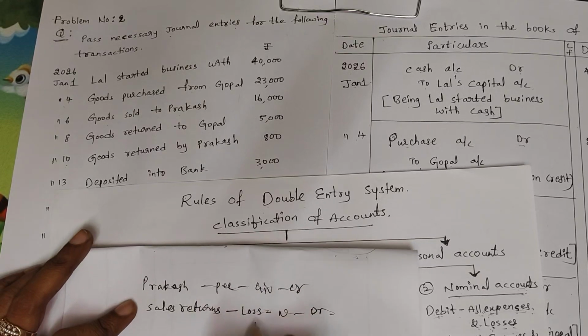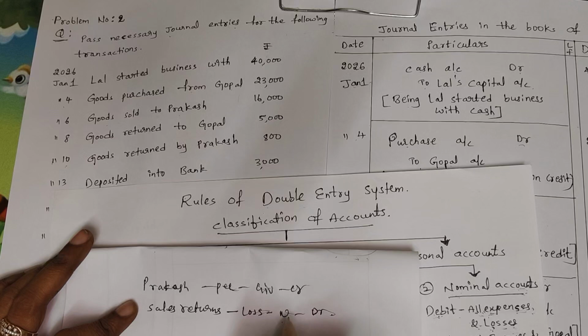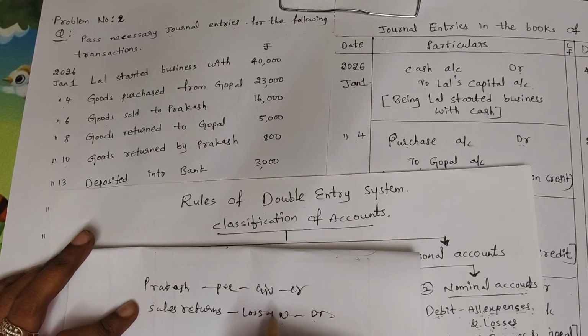So why are we writing it as loss? Because our income will reduce. If you are receiving returns, our income will reduce, so it is a loss. It will come under nominal account, and that should be debit. So what is the entry now?